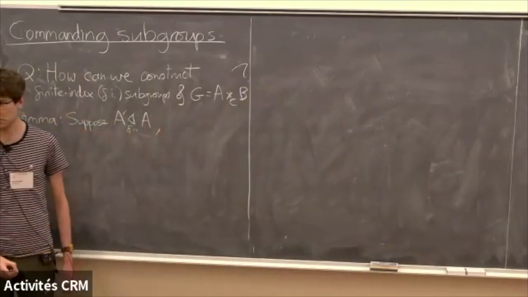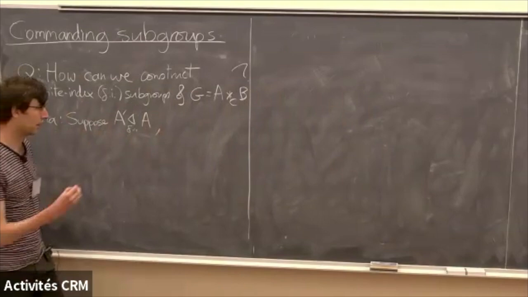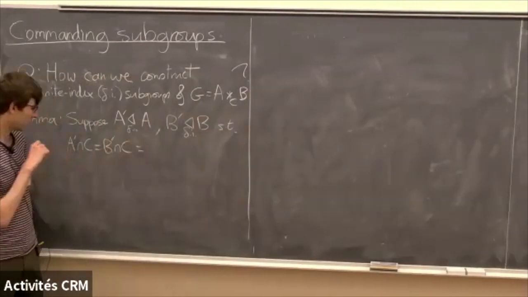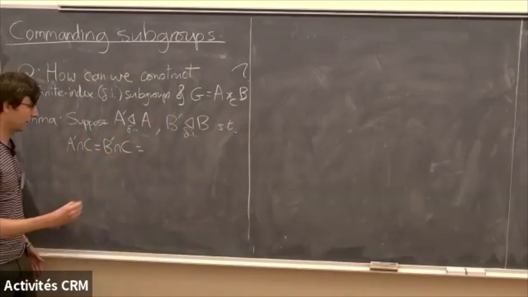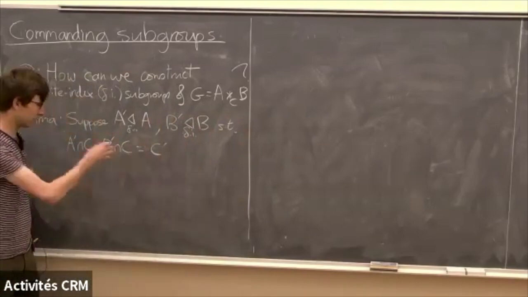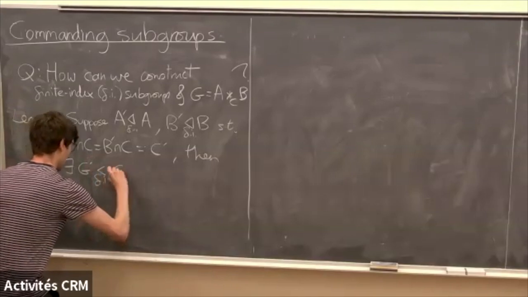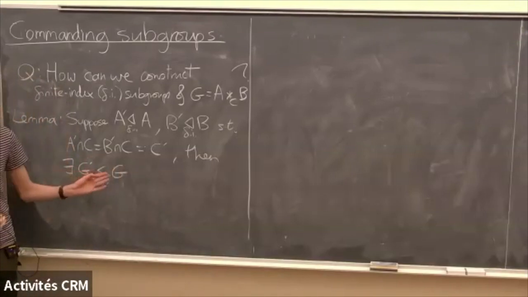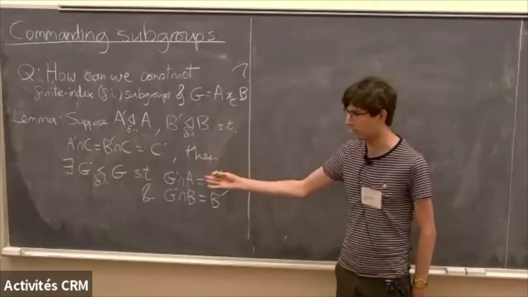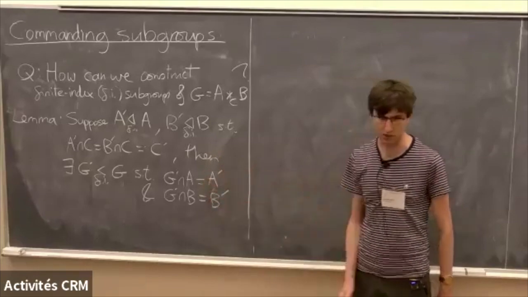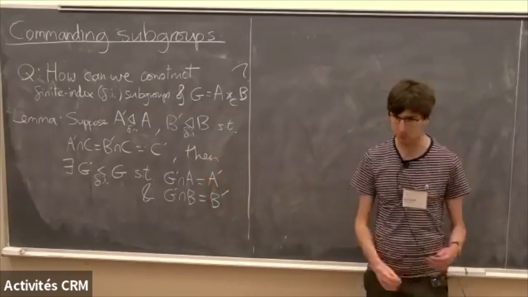Suppose A prime is finite index normal in A and B prime is finite index normal in B, such that A prime intersect C is equal to B prime intersect C, and I'll call this intersection C prime. There exists G prime, finite index in the whole group G, such that we can control the intersections with A and B. So G prime intersect A is A prime, G prime intersect B is B prime.